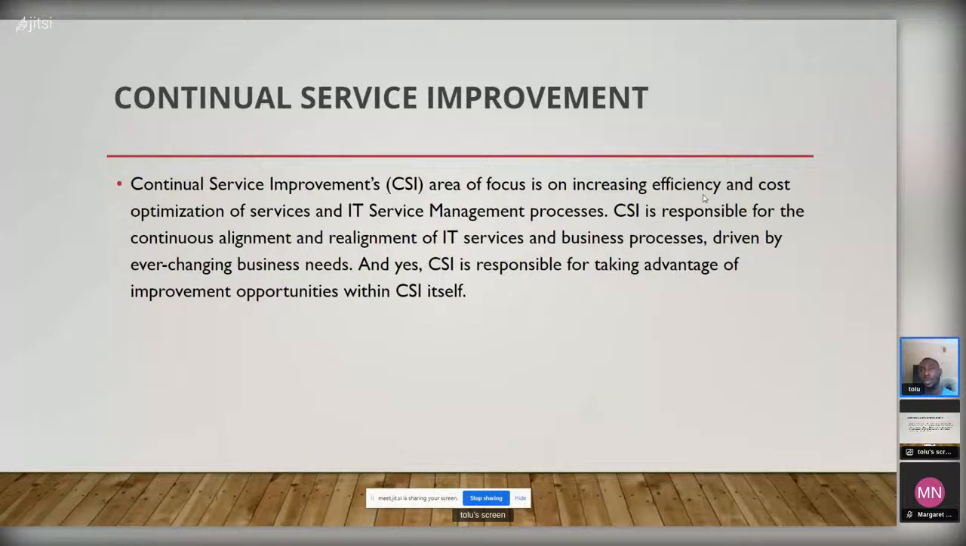Every level uses continual service improvement, because what you are doing there is improving the service. It's only when you stop using the service, when you shut it down fully, that's when continual service improvement stops. But once you start using a service, continual service improvement has started.